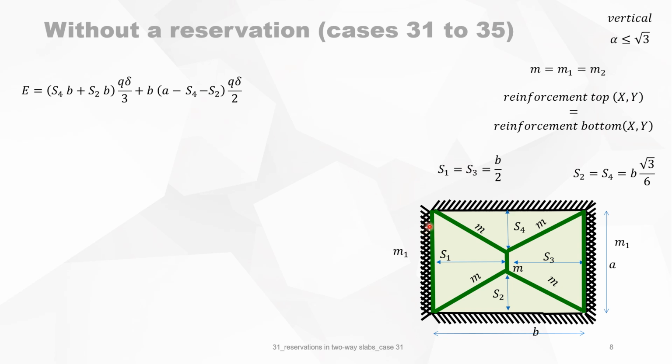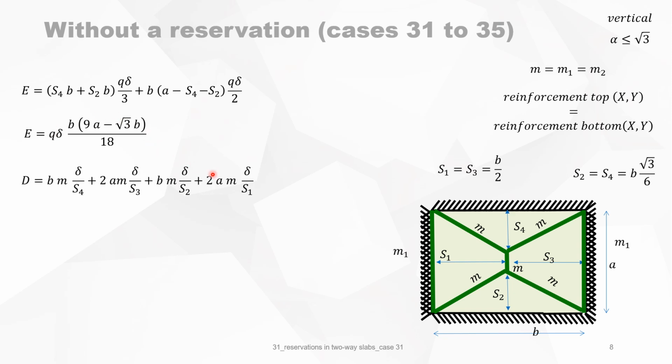And for the rectangular section, we got the length B times its little piece, which is A minus S4 minus S2, and this is multiplied by the mean deflection, delta over 2. Substituting the variables gives you this expression.